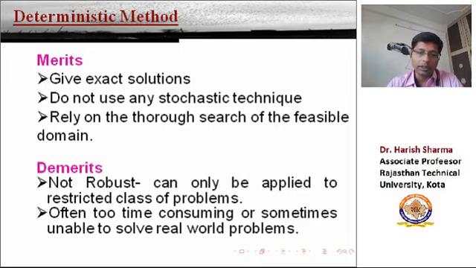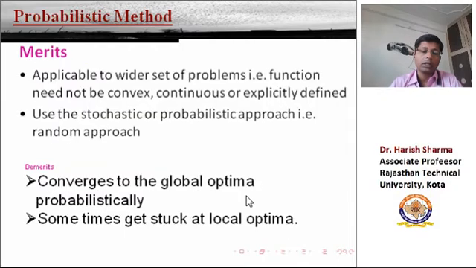If a deterministic approach is not available for complex or optimization problems, only for those problems we apply the probabilistic methods, because probabilistic methods give near optimal solutions, not the optimal solutions. The probabilistic methods have the merit that they can be applied to a wider set of problems. It implies the function need not be convex, continuous, or explicitly defined.